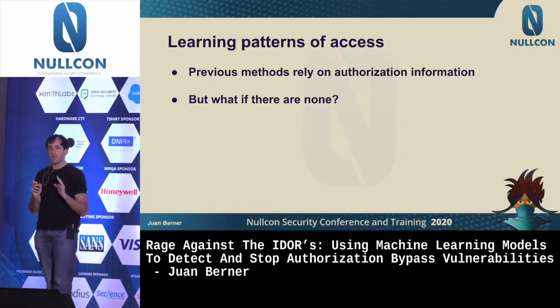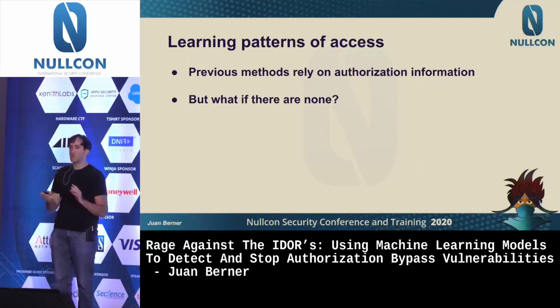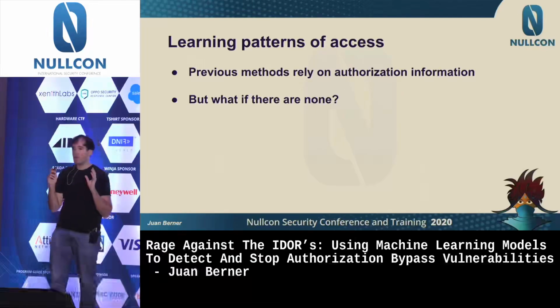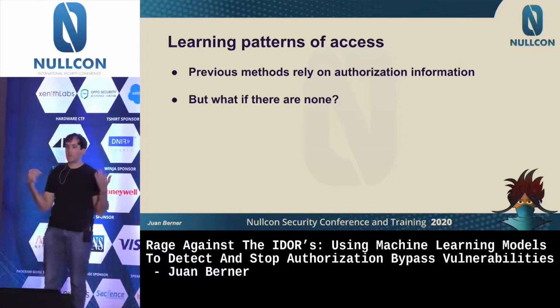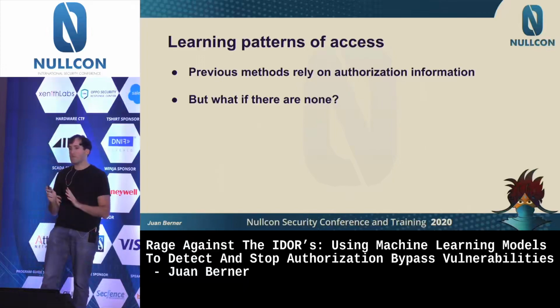But what happens when we don't have that information, as in the third case? So that's the most tricky one, because in this case, we're actually trying to go and find out, should somebody have added an authorization check here? And there is no information for us to learn, but we do have other information.